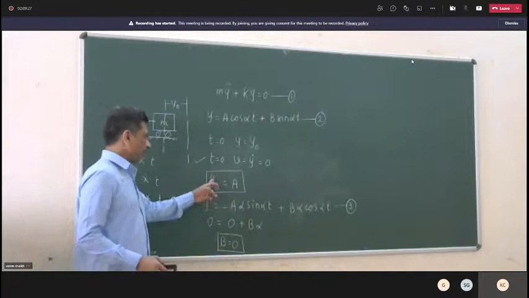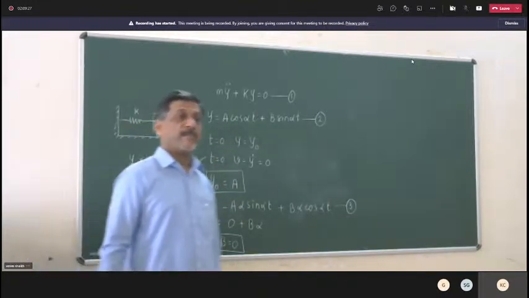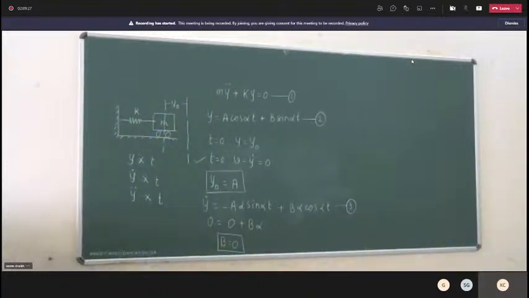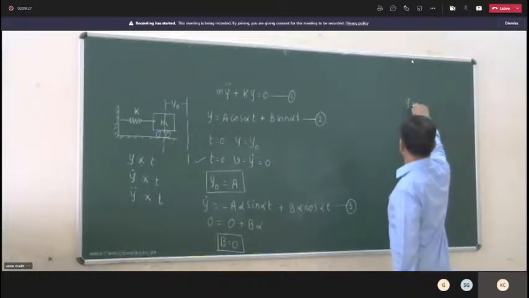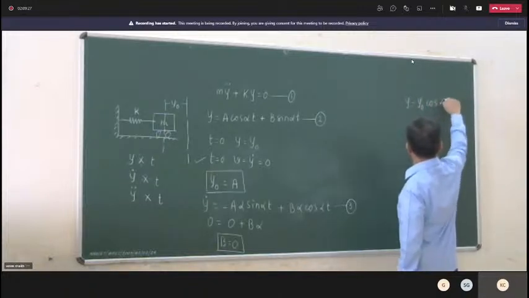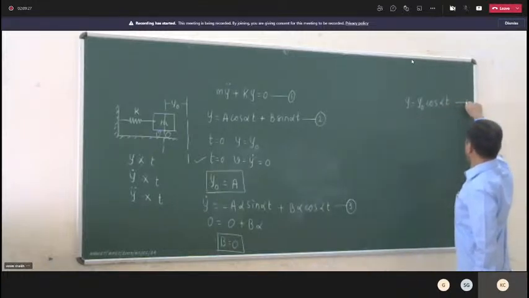And now you can substitute A and B in equation 2. Substituting values of A and B in equation 2, you will get y is equal to y0 cos alpha t. Let's call this equation 4.